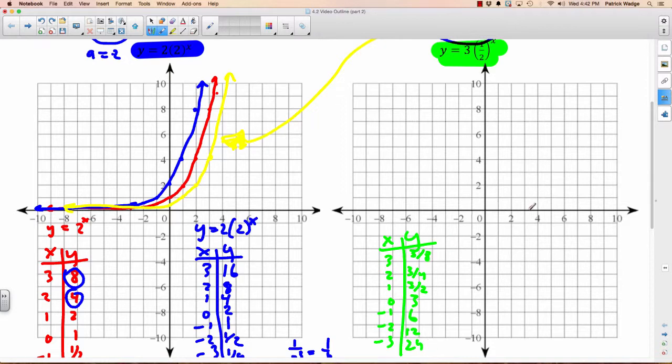So 3 and 3/8 is somewhere around there. 2 and 3/4, 1 and 3/2. 3/2 is the same as 1 1/2. 0 and 3, negative 1 and 6, negative 2 and 12, so it's somewhere up here. And we have our decreasing function, and it's really steep, it's going up really fast, and the reason for that, of course, is because we have an a value of 3. The bigger the a value, the steeper it's going to be, the faster it's going to go up, because you're multiplying those y values by bigger and bigger values.